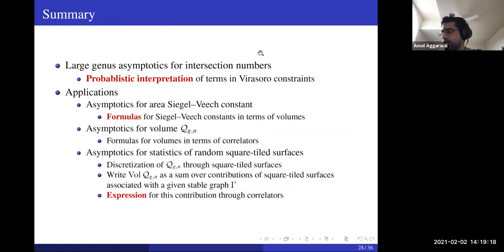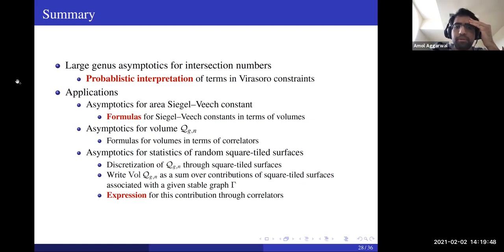I guess I will just summarize. I'm a little bit early, but if I go into the proofs, I can go dangerously well over time if I accidentally do that. So let me just summarize what we did and what I owe you for the next talk. As I said before, I stated results for the large genus asymptotics of these intersection numbers. As I mentioned before, the proof is based on a probabilistic interpretation of these Virasoro constraints. So I owe you an explanation of what that is for next time.